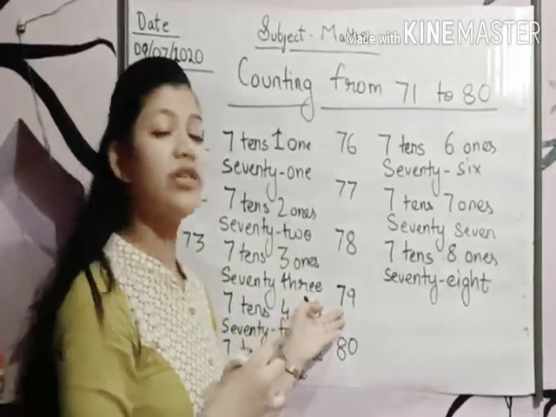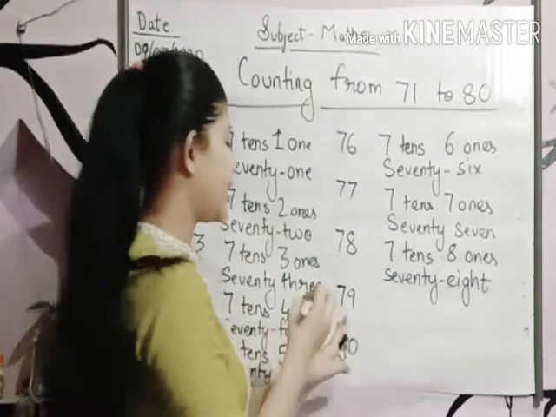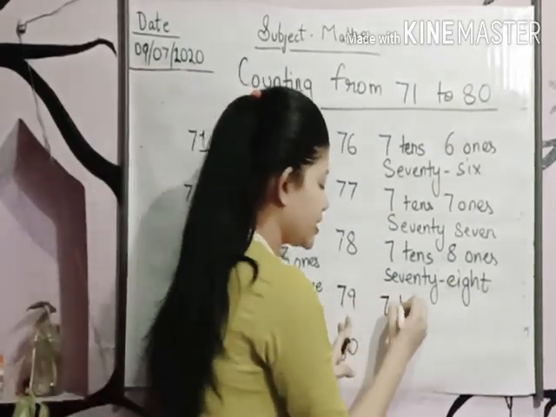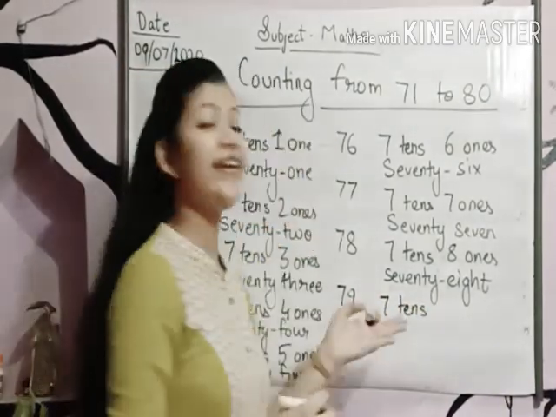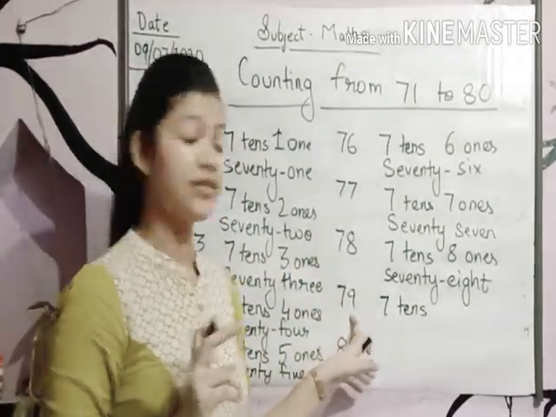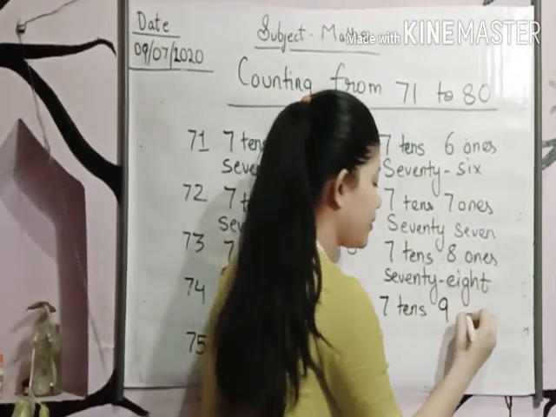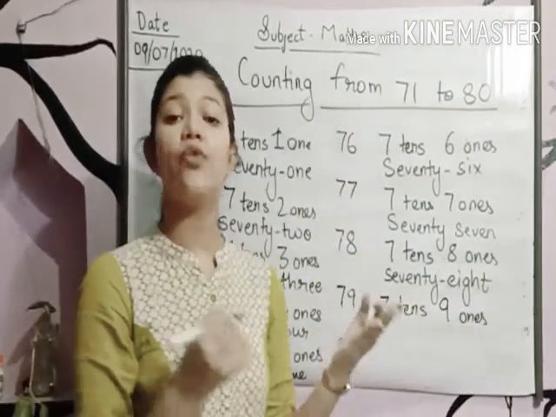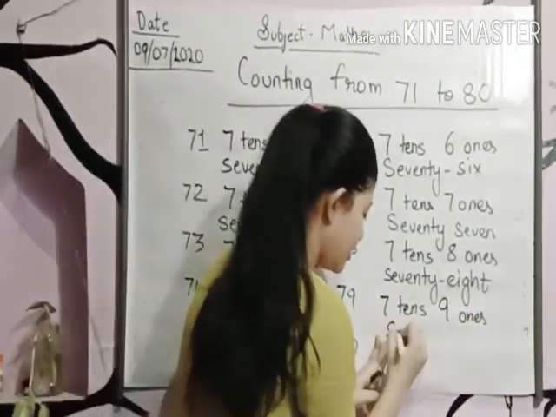Now the same will be with 79. In number 79, 7 is at the tens place. So we will write 7 tens. And 9 is at the ones place. So we will write 9 ones, which is equal to 79.